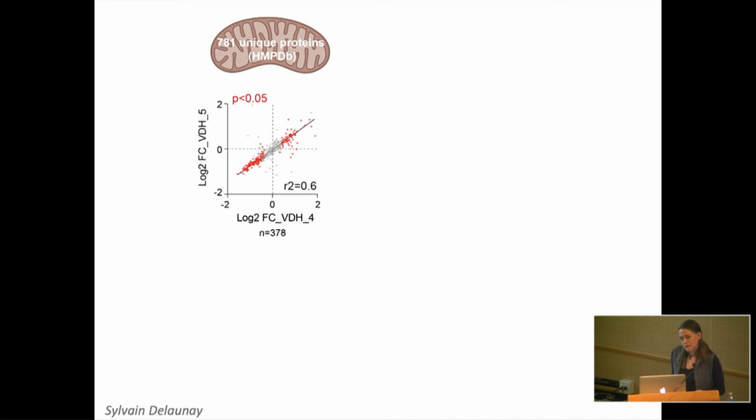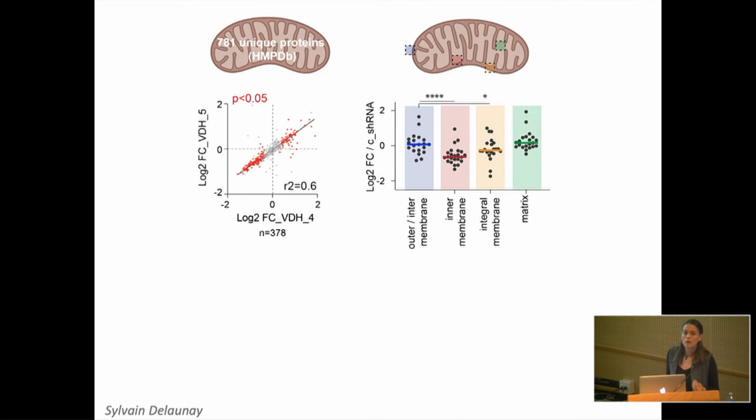But this doesn't explain exactly how or why, right? So what we then said is, okay, can we learn something if we look a little bit closer into the mitochondria? So we just took the transcripts or the genes according to their spatial distribution in the mitochondria, and asked what happens to them in our assay.